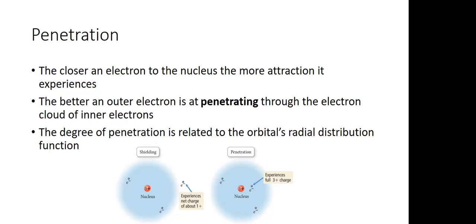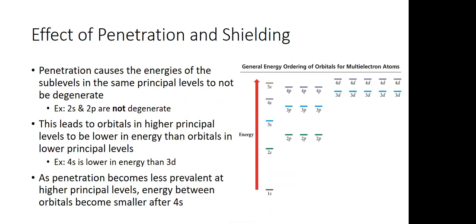What does this mean for us? Well, what that means is that the energies of sublevels are not degenerate. That is, the reason why we have these energy gaps, why the 2s and the 2p orbitals are not the same energy, is the idea of penetration. That is, s orbitals can penetrate easier than p orbitals. And it has to do with their probability distribution. And what this means is that some energy levels, like the fourth energy level, 4s is actually lower in energy than 3d. And the higher you go up, the less this matters, because energy levels just become stacked on each other.